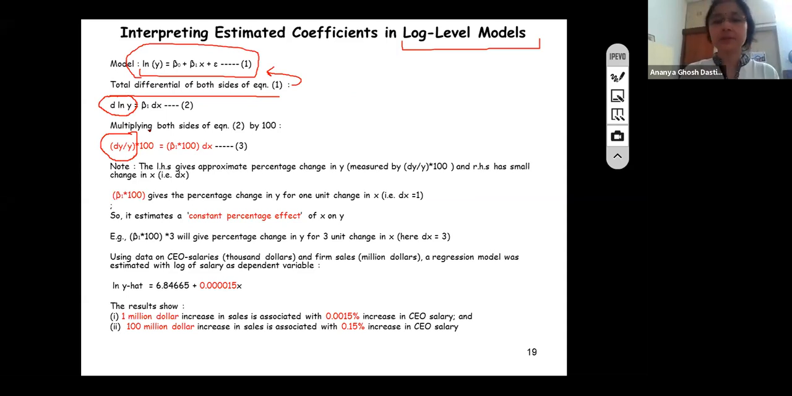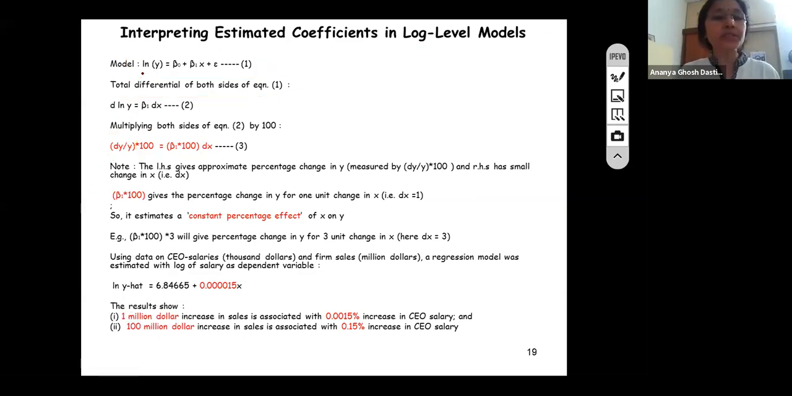Of course, we are working with the model in averages, so the errors are mean 0, that's gone. And beta naught is a constant, so when you differentiate, that also goes away. So please have a look that when you take total differentials of both sides of this, you end up right here: d of log y, which is dy upon y, on the left hand side, is equal to beta 1 into dx.